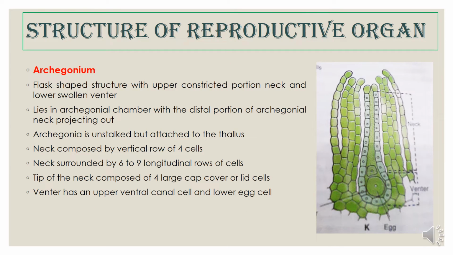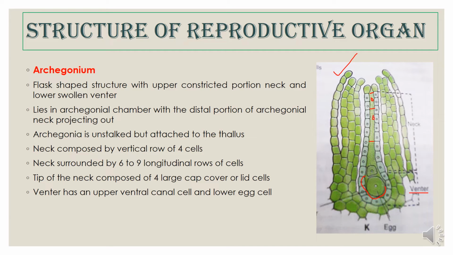The female reproductive organ is the archegonium. Here we see that the archegonium is a flask shaped structure. It has a neck and a venter. This portion is the venter, and this portion is the neck. This is the picture of a mature archegonium, but usually the neck portion contains four neck canal cells.